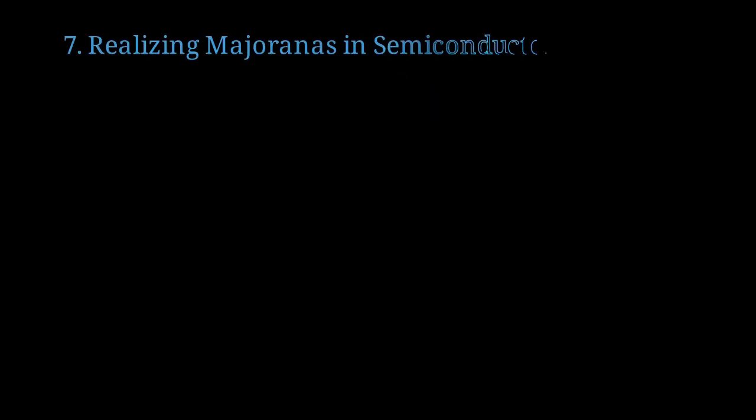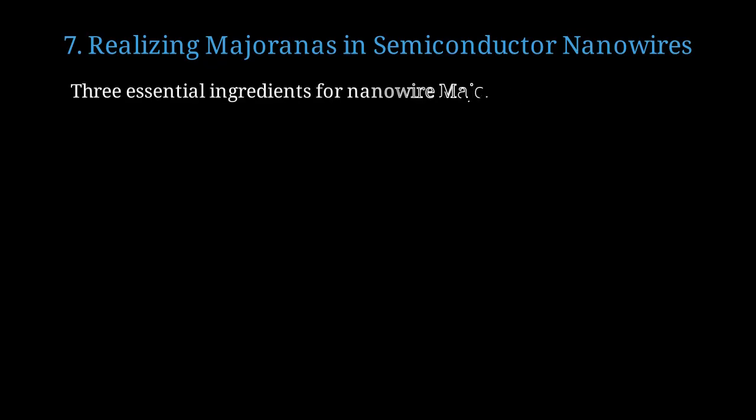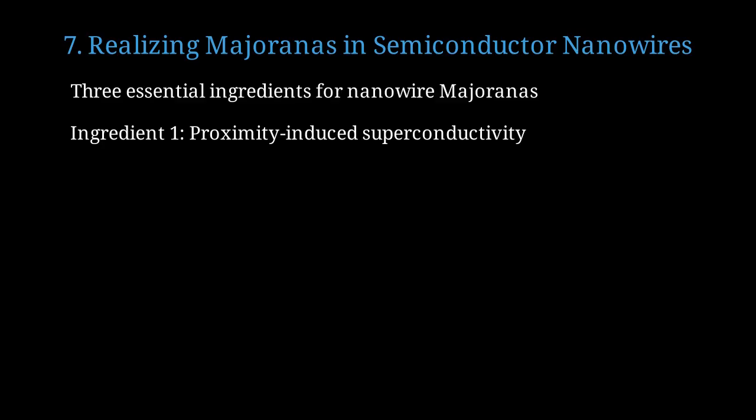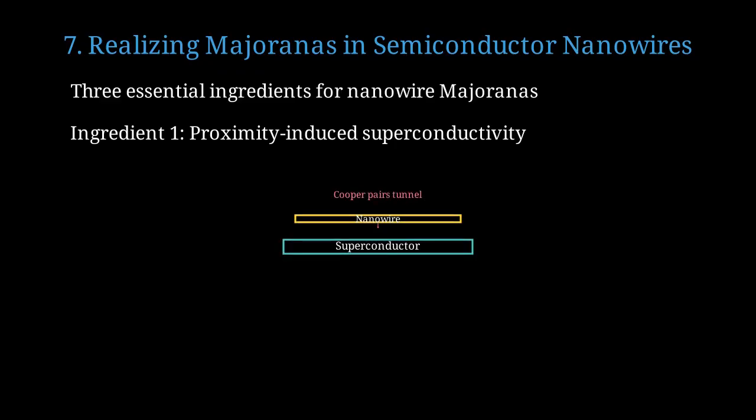Now let's discuss how we actually create these exotic states in the laboratory using semiconductor nanowires. Creating Majorana modes in nanowires requires three key ingredients working together. First, we need superconductivity. We achieve this by placing a semiconductor nanowire on top of a superconducting substrate, usually aluminum. The semiconductor nanowire sits on a superconductor. Cooper pairs tunnel from the superconductor into the nanowire, inducing superconductivity.